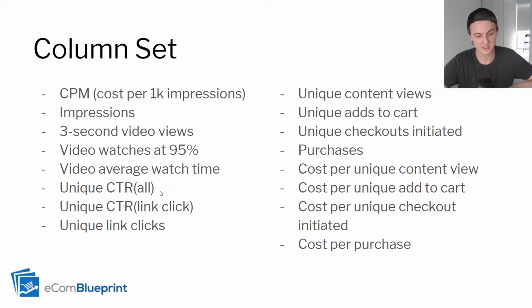The first thing is I like to see the unique click-through rate all, not just the link click, but all. The difference between click-through rate all and click-through rate link click is that click-through rate all includes clicks just on the ad. Let's say you're scrolling on the newsfeed and you click on a post to open it up full screen. That counts as a click.